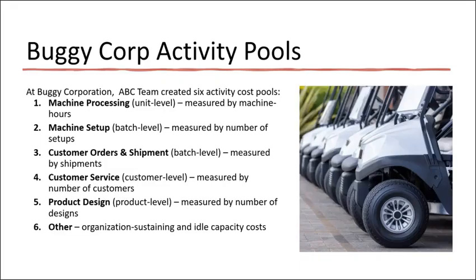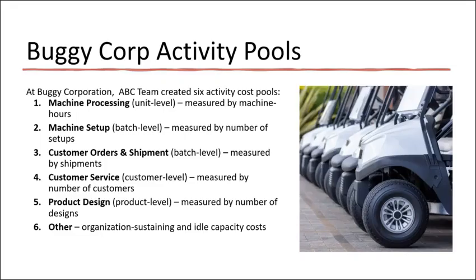At Buggy Corporation, the ABC team created 6 activity cost pools shown here. First, machine processing: all cost of resources that are used as a consequence of the number of units being produced. This cost pool includes the cost of miscellaneous factory supplies, power to run machines, and some equipment depreciation. Now, this is a unit level activity because each unit requires some of these resources. The activity measure for this pool is machine hours.